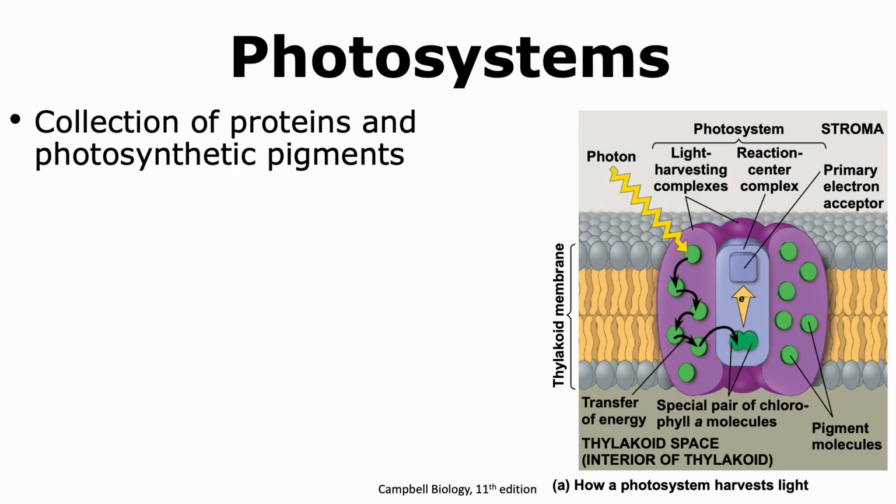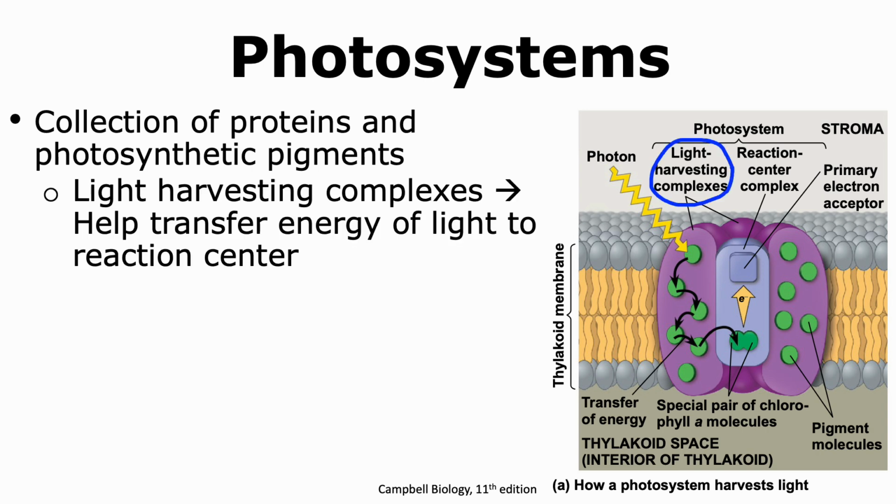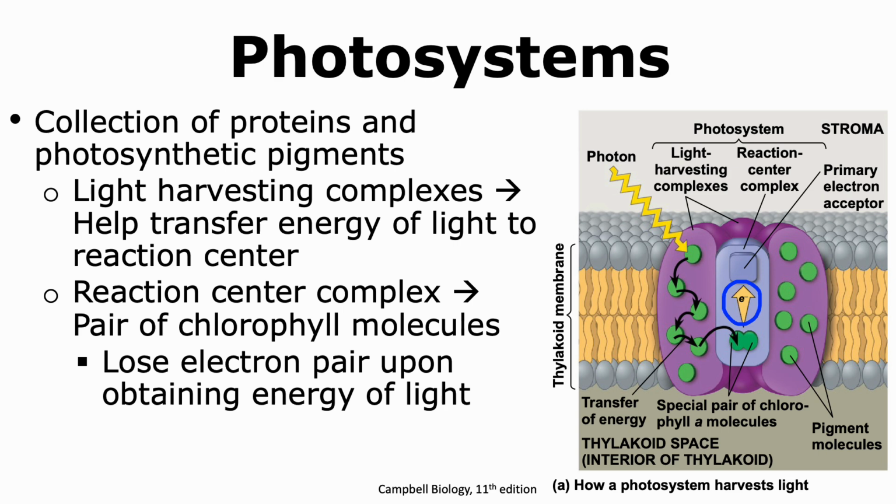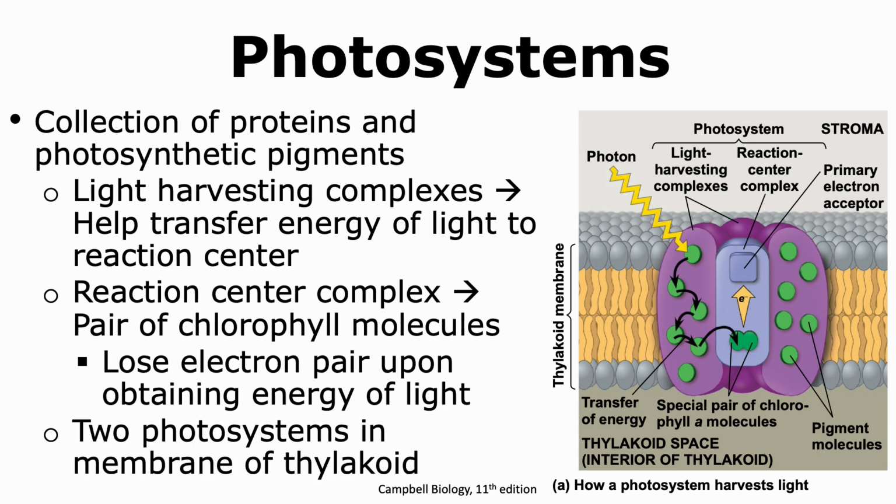Photosystems are a collection of proteins and photosynthetic pigments. They have two main components. The light harvesting complex is the part of the photosystem that helps transfer energy obtained from sunlight to the second component, which is called the reaction center complex. The reaction center complex has a pair of chlorophyll molecules. These chlorophyll molecules obtain energy from the light harvesting complex and lose a pair of electrons. There are two photosystems present in chloroplasts, and both systems are in the membranes of the thylakoids.